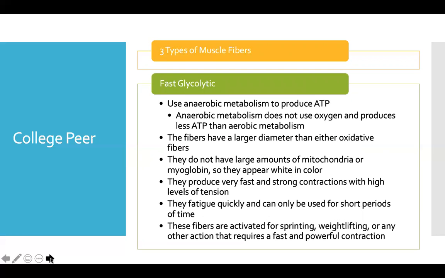The last type of muscle fibers is fast glycolytic. These use only anaerobic metabolism to produce ATP. Anaerobic metabolism does not use oxygen and produces less ATP than aerobic metabolism. The fibers have a larger diameter than either oxidative fibers. They do not have large amounts of mitochondria or myoglobin, so they appear white in color. They produce very fast and strong contractions with very high levels of tension. They fatigue quickly and can only be used for short periods of time. These fibers are activated for sprinting, weightlifting, or any other action that requires a fast and very powerful contraction.